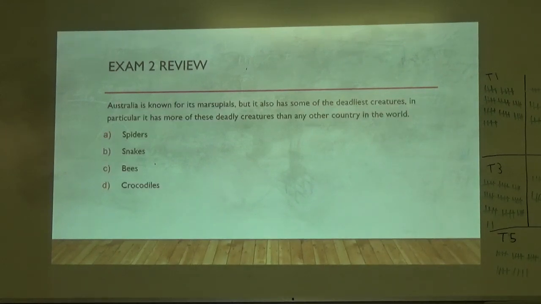Australia is known for its marsupials, but it also has some of the deadliest creatures. In particular, it has more of these deadly creatures than any other country in the world. Is it A, spiders, B, snakes, C, bees, or D, crocodiles?